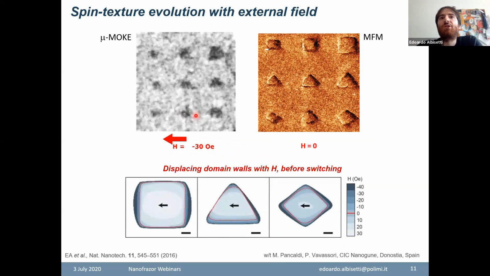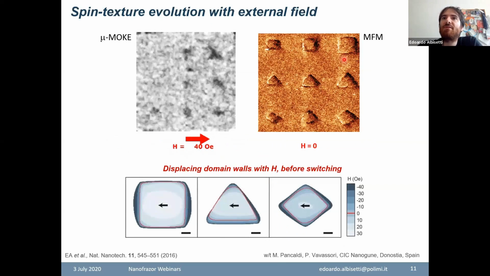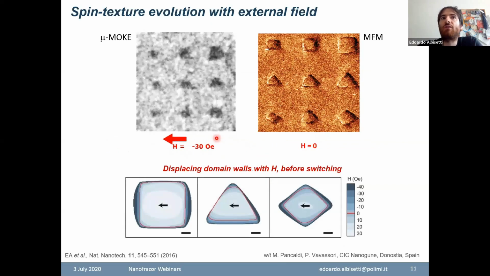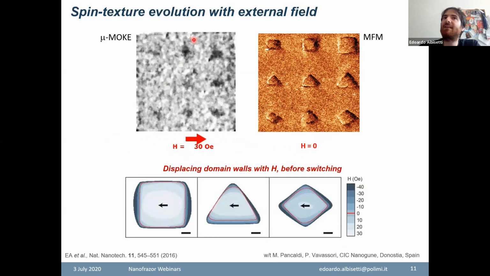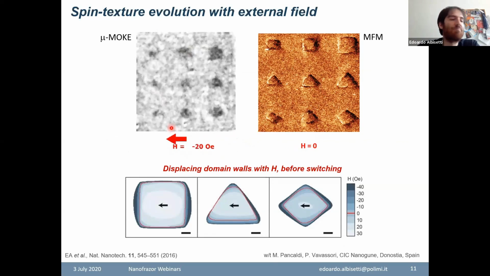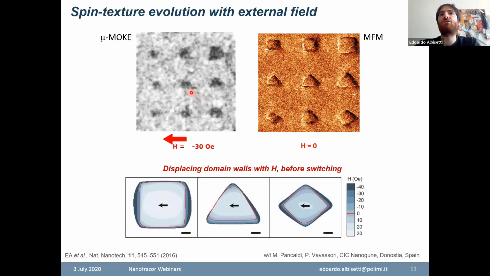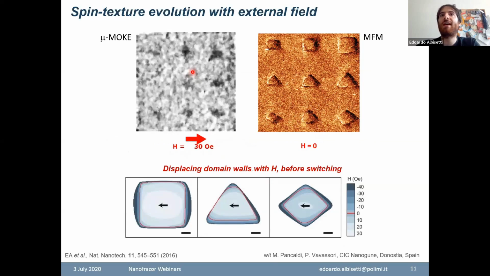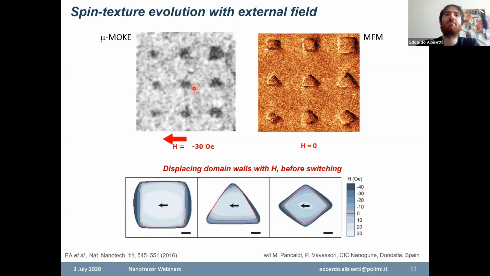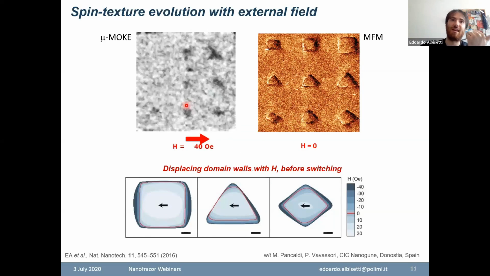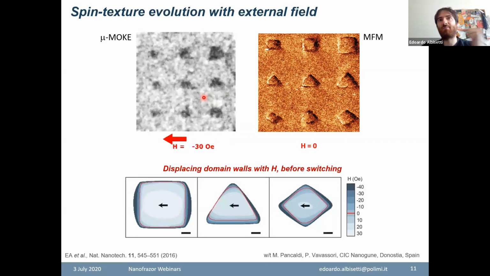This is what happens when you apply an external field, and you see what happens to the patterns as a function of the external field. This is a magnetic image that exploits an effect called the magneto-optical Kerr effect, that allows you to basically visualize the magnetization as black and white contrast. So when you see black, the magnetization points towards the left, and when you see white, it points towards the right.